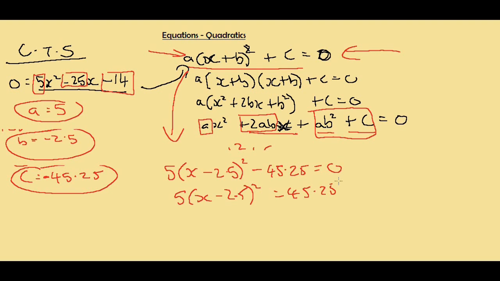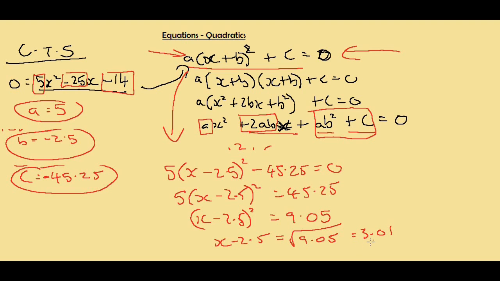Divide by the 5 first, so (x minus 2.5) squared equals 9.05. You can check that on the calculator if you wish to. And now we're going to square root. But something interesting happens when we square root. We get the square root of 9.05, which equals 3.01. But it can also be minus 3.01, because minus 3.01 times minus 3.01 equals 9.05 as well.